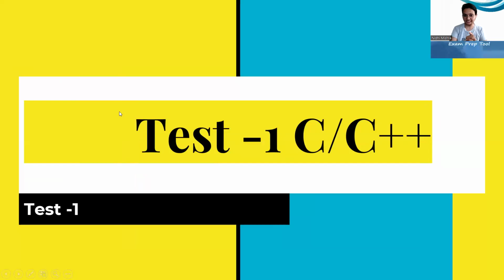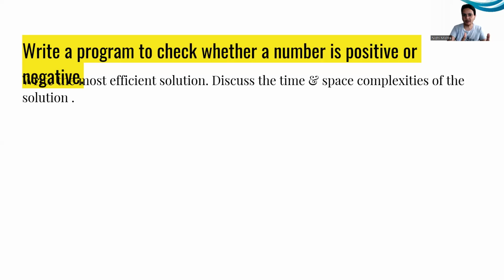So this is test one, C++. Now, write a program to check whether a number is positive or negative. This is an easy question. There will be a number and you have to check whether this number is positive or not.